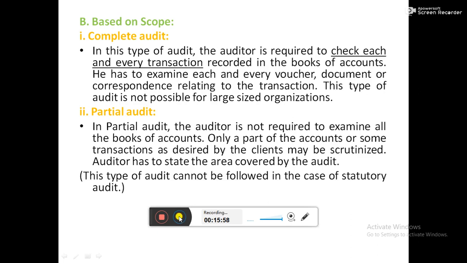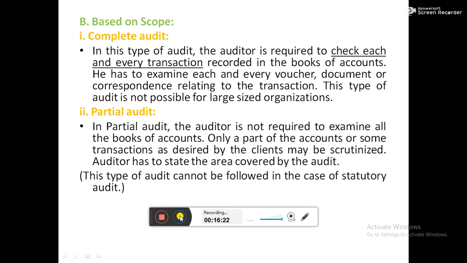Now we will discuss the audits based on the scope. Based on the scope, the audit is further classified into complete audit, the second one is partial audit, and the third one is detailed audit. First, let me explain complete audit.